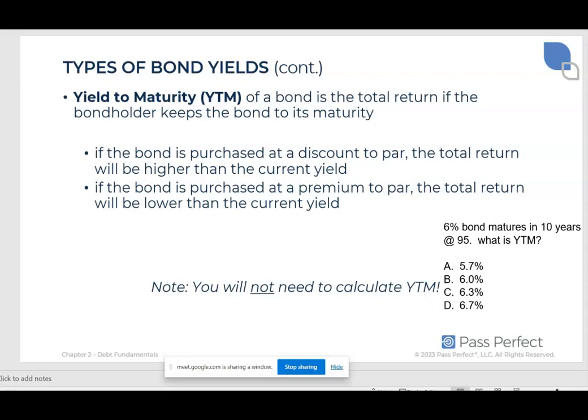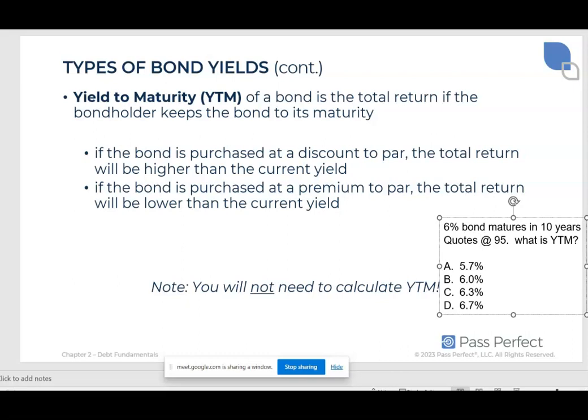Okay, so while the slide here says you do not need to calculate yield to maturity, and I think you probably won't, the test is much more concerned that you understand the relationship between how a change in price affects the different kinds of yields, not so much that you can do the math. So that's why I put up here the kind of question you might see. A 6% bond matures in 10 years at 95. Okay, I should probably say quoted at 95. Otherwise, it might say come due at 95. Quoted at 95. What is the yield to maturity? Well, you know that this is a discount bond, right? It's 95. And you know its nominal yield is 6% because it told us, the named interest rate.